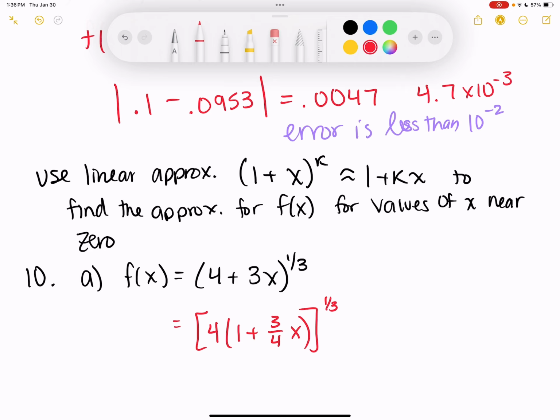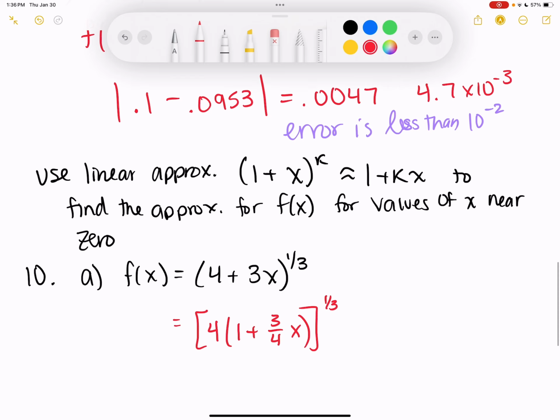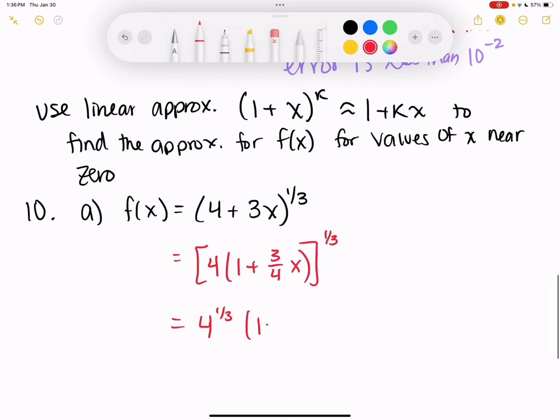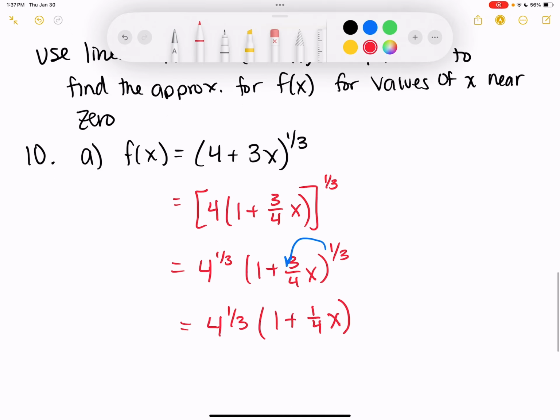Now with it broken down like that, the 1/3 can go on both pieces because it's being multiplied. So 4 to the 1/3 times 1 plus 3/4 x to the 1/3. Whatever number ends up in front, in this case the number 4 raised to the 1/3, will just stay with us for the remainder of the problem. Now that we have this in this form, it's going to be 1 plus kx. So whatever k is, in this case 1/3, is getting multiplied by whatever's in front of x. So we multiply here, which gives me 4 to the 1/3 times 1 plus 1/3 times 3/4, which is 1/4 x. And that's the answer to that one.